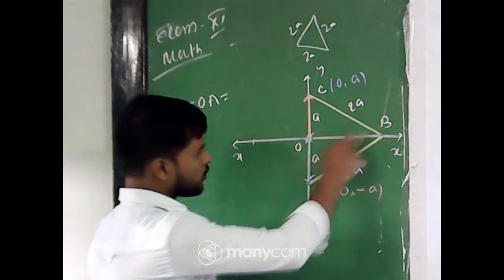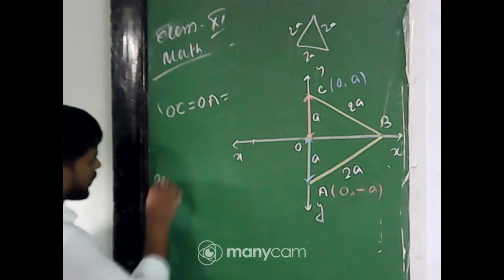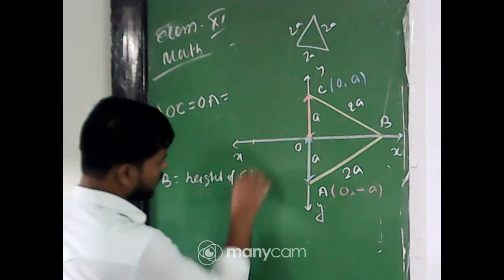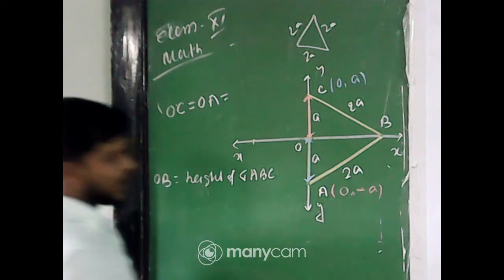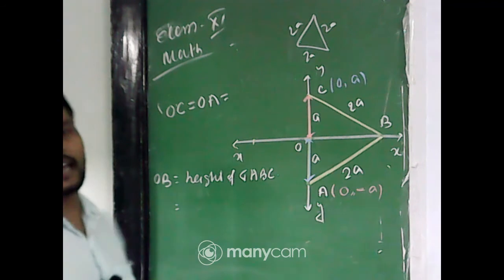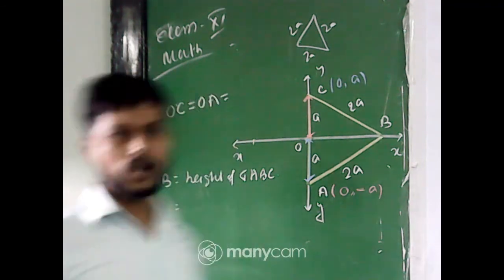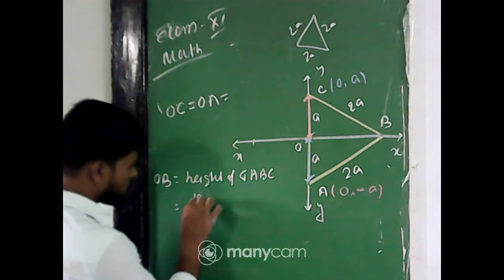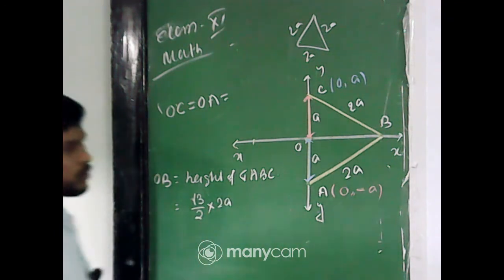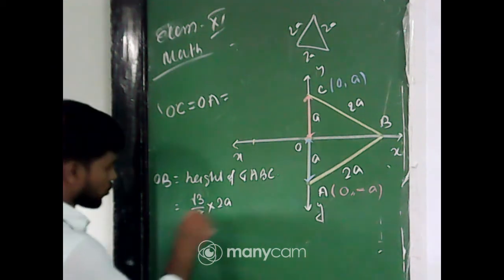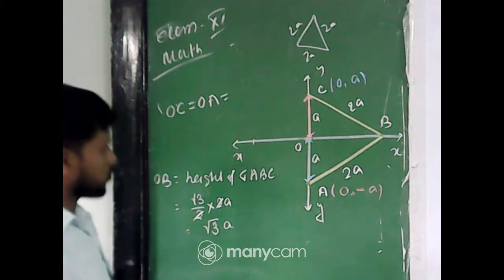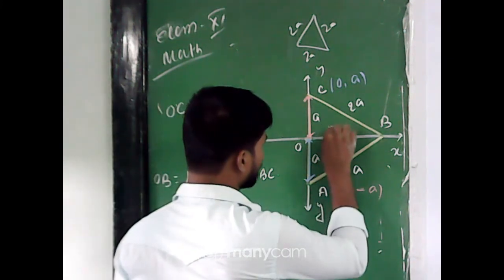Now what is OB? OB is the height of the triangle ABC, the height of the equilateral triangle ABC. And we know a formula to find the height of an equilateral triangle whose side is equal to twice a. It is √3 by 2 into its side. So this 2 and this 2 will cancel each other, so that is equal to √3a. So OB is equal to √3a.